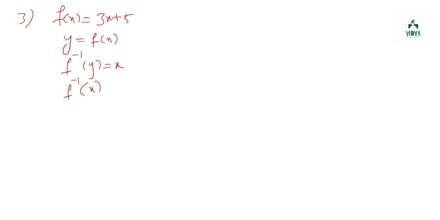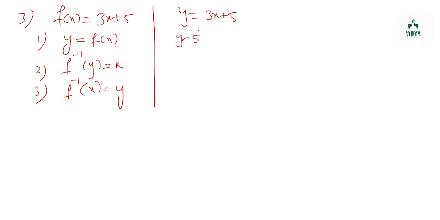Third one. f of x is equal to 3x plus 5. For the inverse, I told you, just replace f of x with y. This f inverse of y is equal to x. Interchange the values of x and y. Now we will write y is equal to f of x. First step, second step, third step. y is equal to f of x. What is f of x? 3x plus 5. Just move all the terms to one side except x.